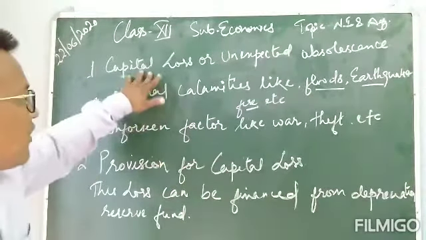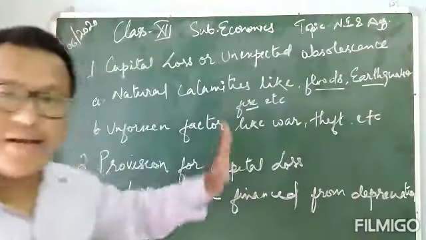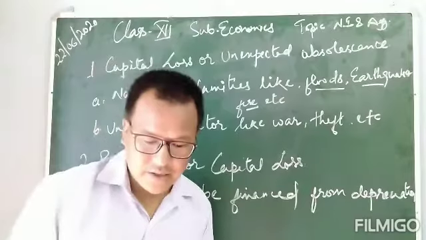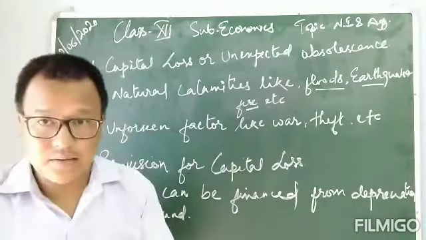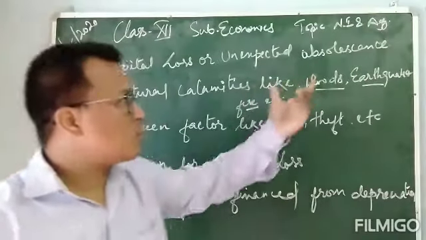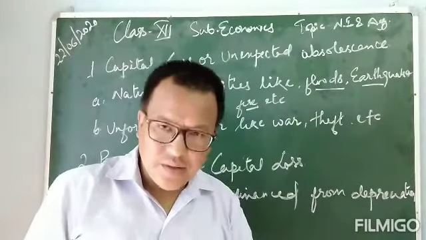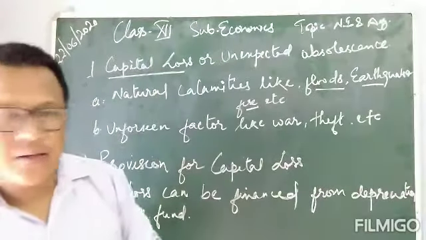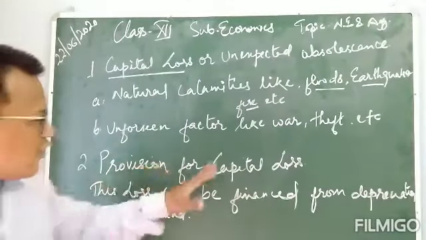So capital loss occurs due to natural calamities like floods, earthquake, fire, etc. And second is unforeseen factors like war, theft, etc. Thus the loss of fixed assets due to unexpected obsolescence is therefore called capital loss. Now second is provision for capital loss.